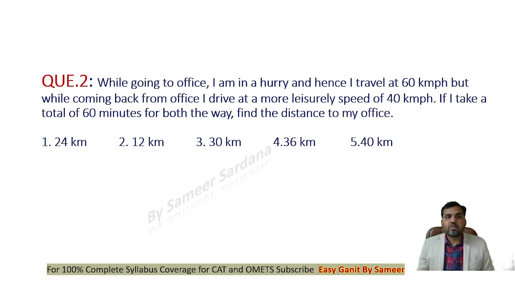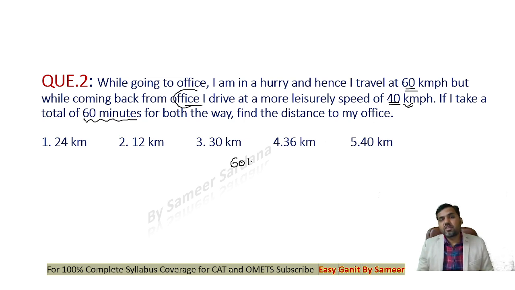Moving to question number 2. While going to office, I'm in a hurry and hence I travel at 60 km per hour. But while coming back from office, I drive at a more leisurely speed of 40 km per hour. If I take a total of 60 minutes for both ways, find the distance to my office. You see this guys, again I'm traveling at 60 going to office, at 40 coming back from office. So distance from home to office or office to home will obviously be constant, right? So use the same concept here.